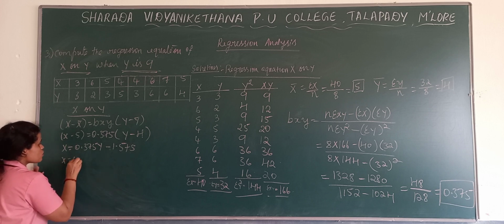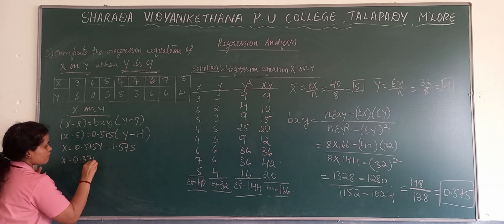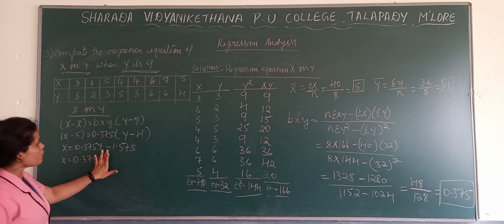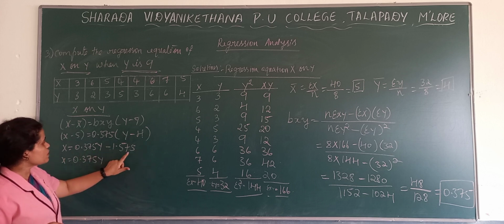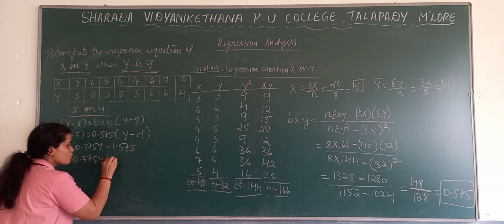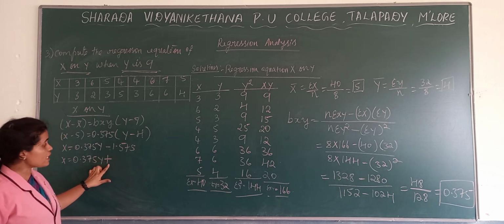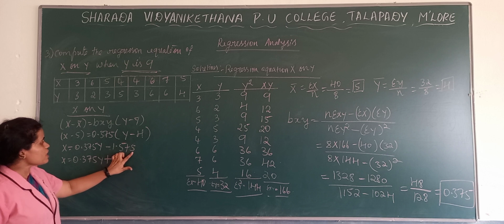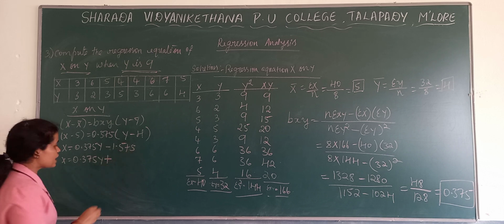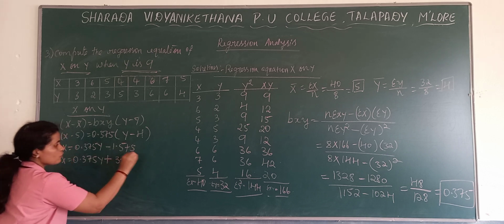Now x is equal to 0.375y. Now here plus minus minus, but greater sign is plus, so we write plus. Now 5 minus 1.5 we get here plus 3.5.